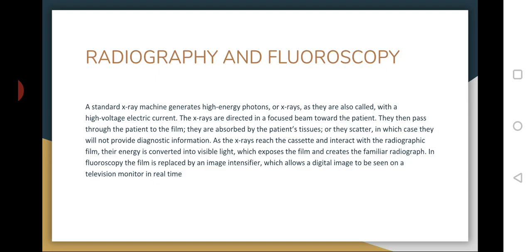Let's get to the end and I will go one more time through it. As the X-ray reaches the cassette and interacts with radiographic film, the energy is converted into visible light, which exposes the film and creates the familiar radiograph. In fluoroscopy, the film is replaced by an image intensifier, which allows a digital image to be seen on a television monitor in real time. Yes.